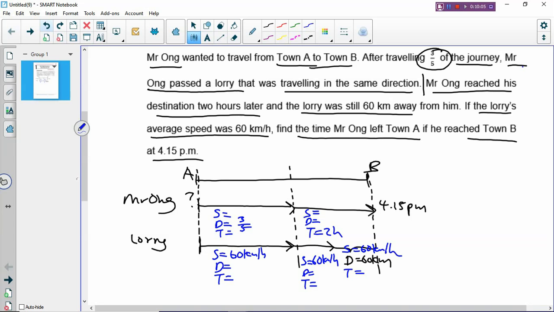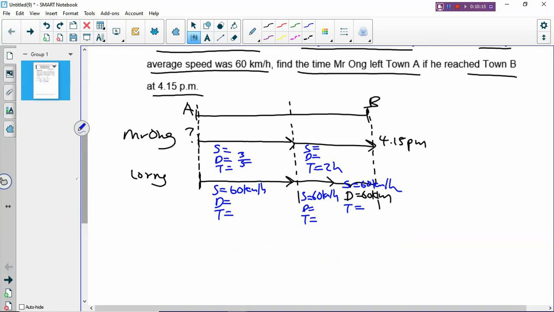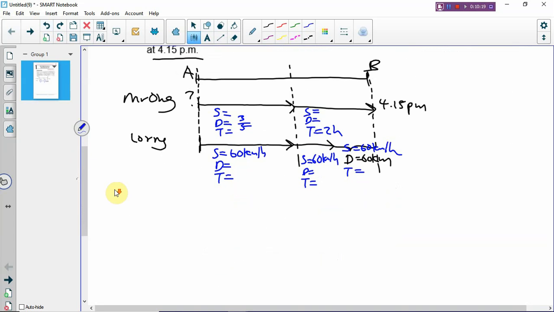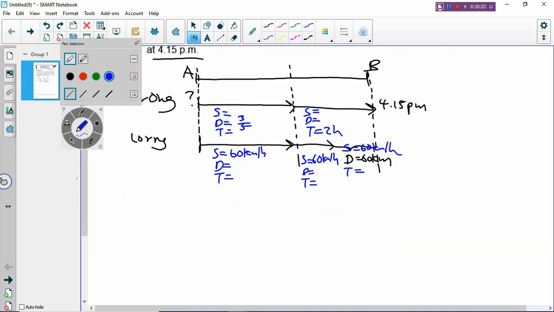Okay, so have you drawn out the model and have you put everything inside your model? Do you have the set of values for each part of the journey? If you have all these things inside your model, then you do not need to look at the problem. You can just look at the model and you can use that to solve already. So let's look at how we use the model to solve.